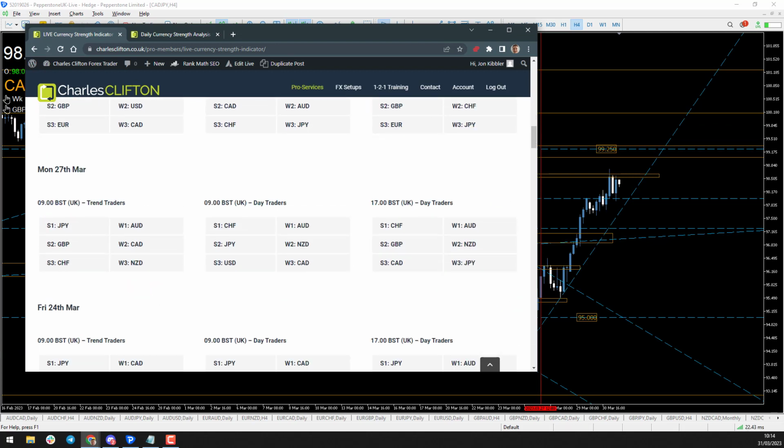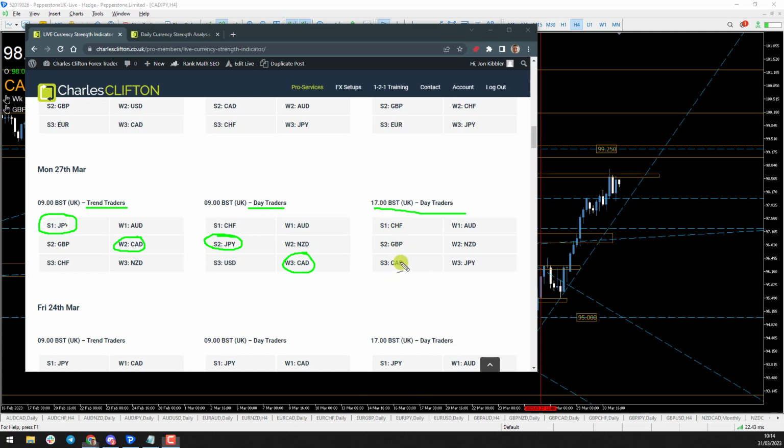Now the reason why we talked about CAD yen in the first place was because the yen was strong. Let me actually change the color of this pen so we can see this a little bit. The yen was strong, okay. CAD was weak on the trend traders table. On the day traders table, there was confluence there. We had CAD as the third weakest and yen as the second strongest. So we had confluence. However, if we come to the 5 p.m.